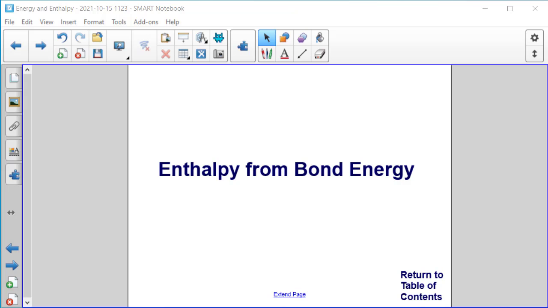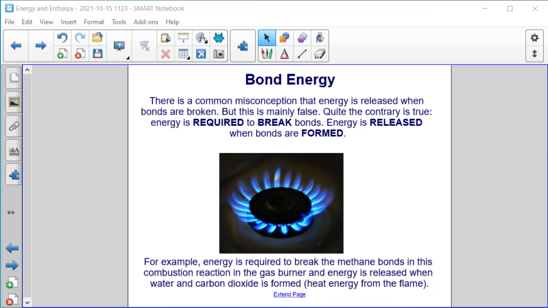In this section, we're going to talk about the enthalpy that comes from bond energy. So let's first talk about what bond energy is. There's a common misconception that energy is released when bonds are broken. So we break bonds and we just explode all this energy out. But this is mainly false. The contrary, honestly, is true.